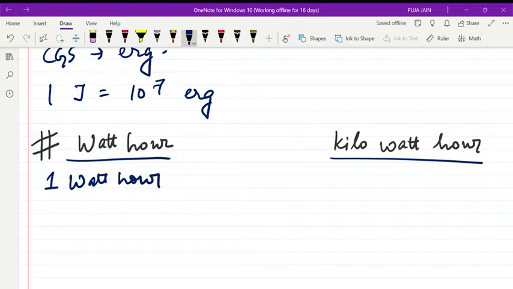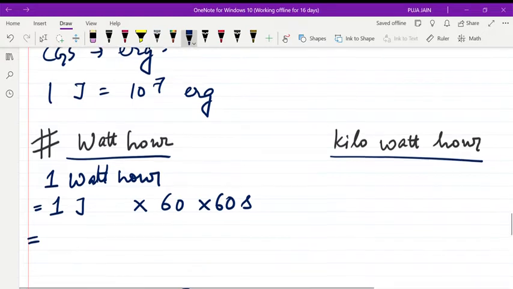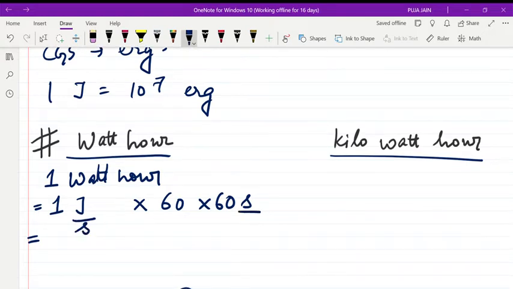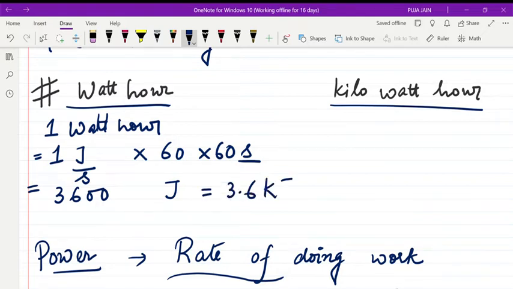Why I am calling this a bigger unit, I will give you an explanation. See, 1 watt, as I already told, is joule per second, and an hour is 60 minutes into 60 seconds. So you see this second is in the denominator, and this second is in the numerator. So both will get cancelled out, and we will get the ultimate unit as joule, and this is 3600 joule, right? So this means 3.6 kilojoule. So this is a bigger unit of energy.